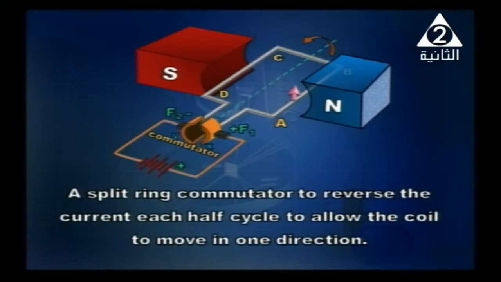Also, we've got something very important, which is the commutator, or a split ring commutator. The function of the commutator is to reverse the direction of the current each half cycle to allow the coil to move in one direction. So what about the function of the commutator in the motor? It reverses the direction of the current each half cycle, which means twice a cycle, to allow the coil to move in one direction.